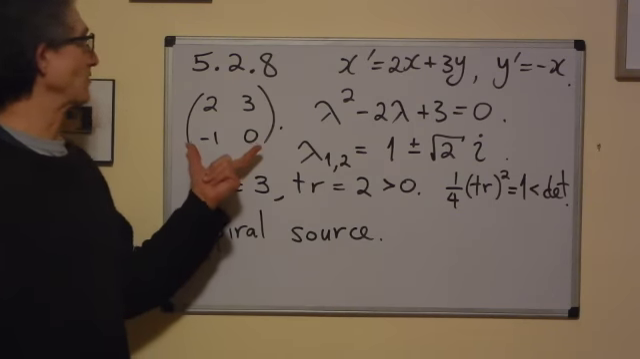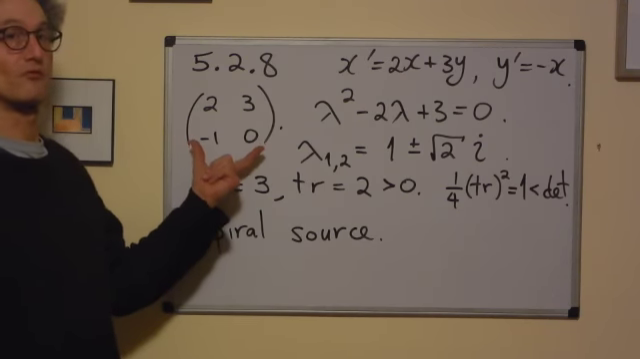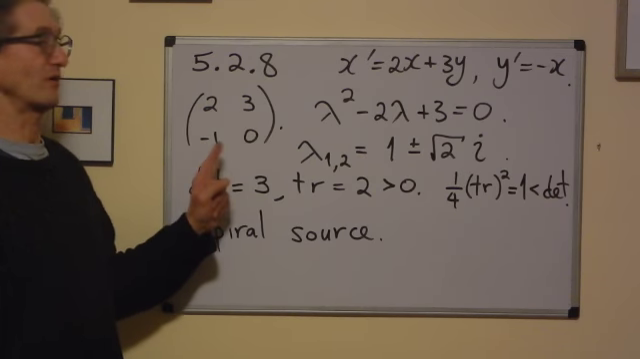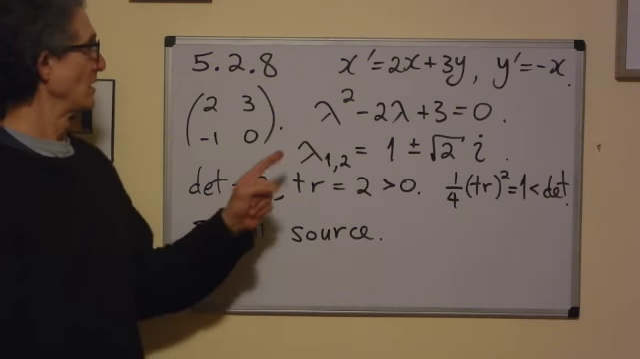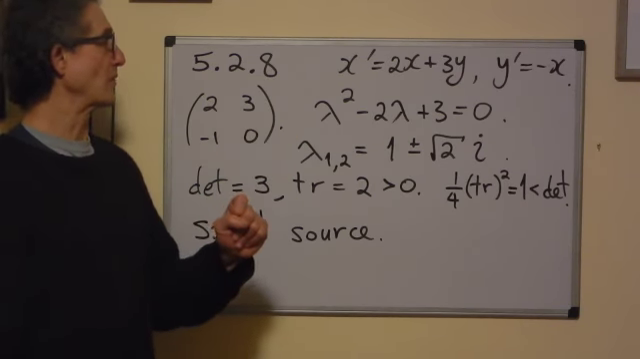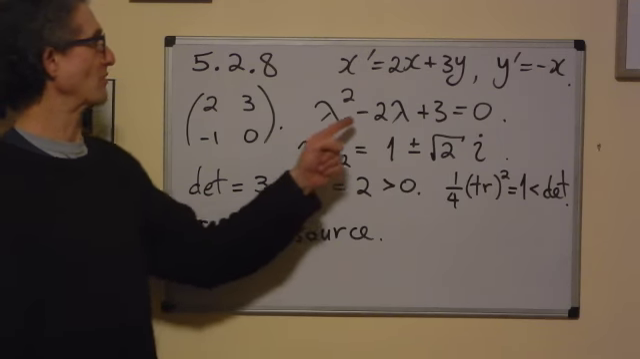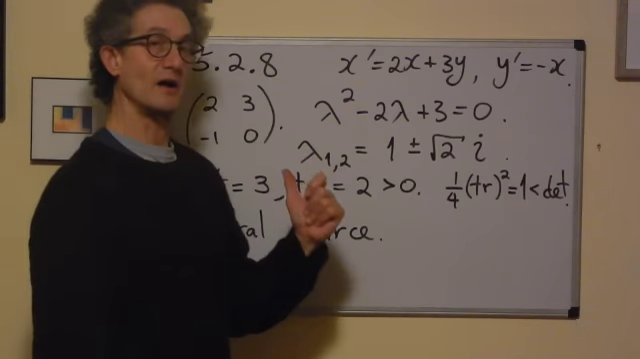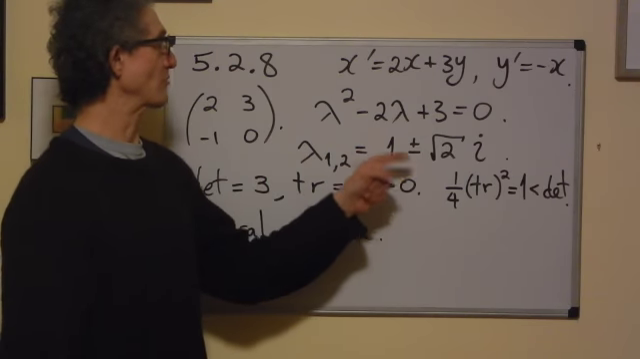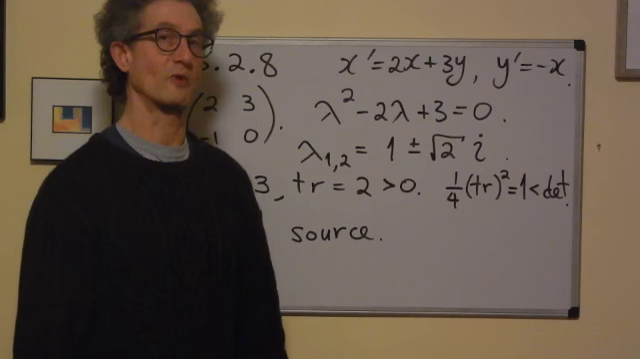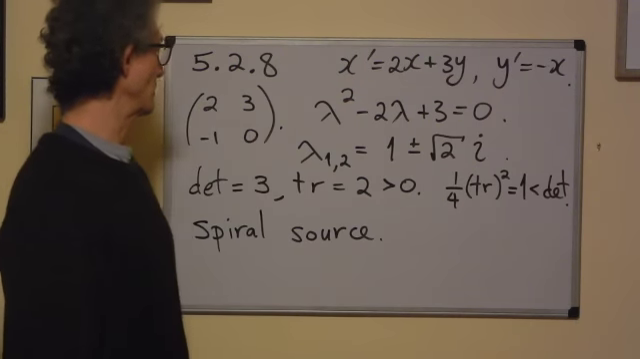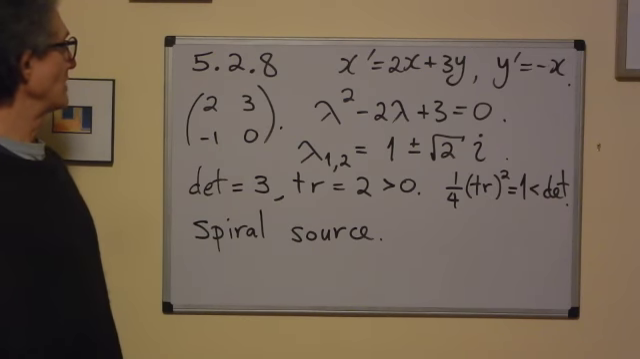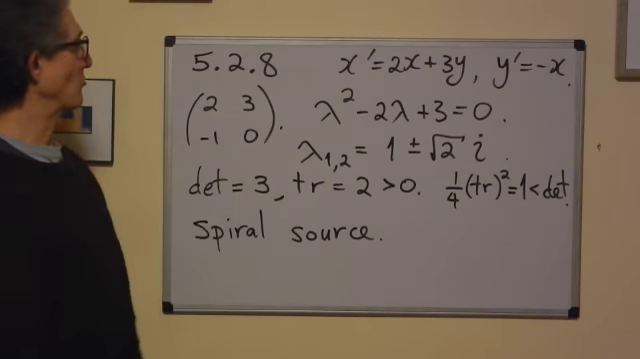We think of this system as being given by this matrix. x' is 2x plus 3y. y' is minus x plus 0y. The characteristic polynomial for this matrix is lambda squared minus 2 lambda plus 3 equals 0, and we find that the eigenvalues are 1 plus or minus the square root of 2 times the square root of minus 1. And so if we think of the determinant, it's 3 and the trace is 2.